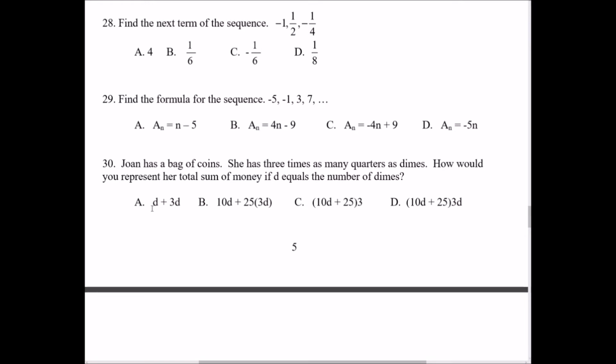We've already said that B is correct, so we're not going to discuss it. But C, look at the placement of the parentheses and then the 3 on the outside. I would have to multiply the 3 into the 10, and I'd have 30D plus 25D.